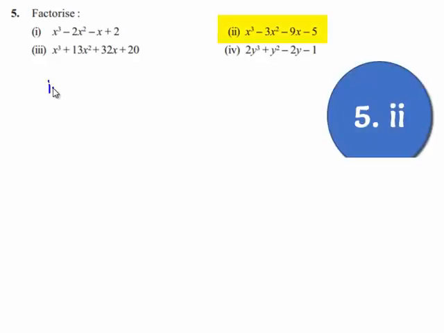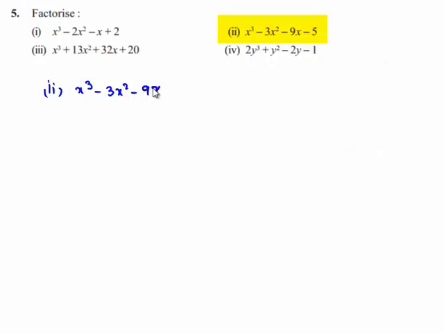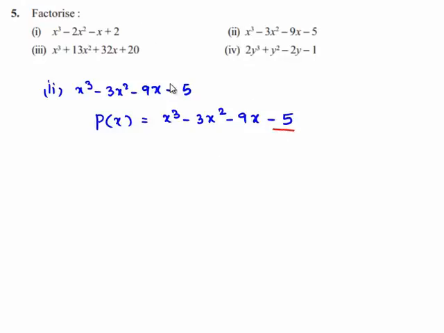Coming to the second bit, which is x cube minus 3x square minus 9x minus 5. So the given polynomial can be written as p of x is equal to x cube minus 3x square minus 9x minus 5. So the constant term here is minus 5. So let us write down the factors for minus 5. The factors are plus or minus 1 and plus or minus 5.